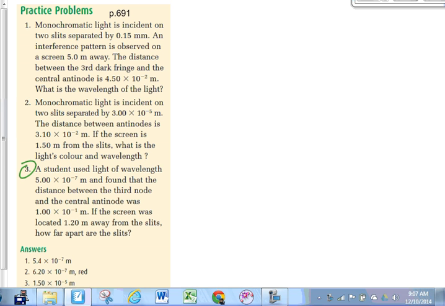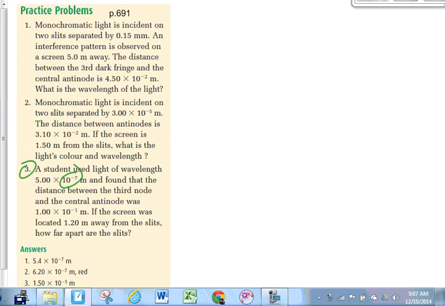It says a student used light of wavelength 5 times 10 to the negative 7 meters. Remember what we said when we're solving for a wavelength? We always expect to get a value in that range of 10 to the minus 7 for these kind of questions. Not for all questions, but for diffraction interference questions, we always expect to get 10 to the minus 7 meters because that's visible light. If we converted that to a frequency, we'd find that it was in that range of 10 to the 14 hertz, visible light. Found that the distance between the third node and the central antinode is 1.00 times 10 to the negative 1 meters.